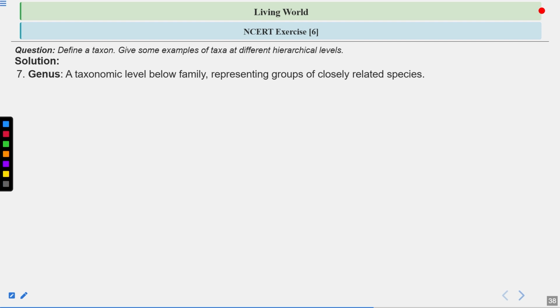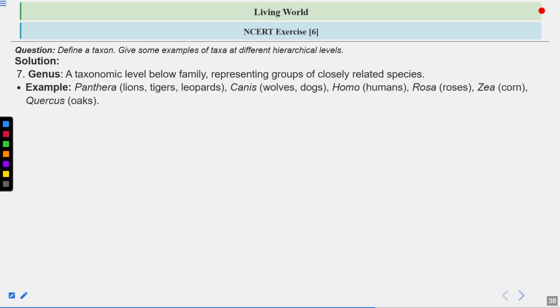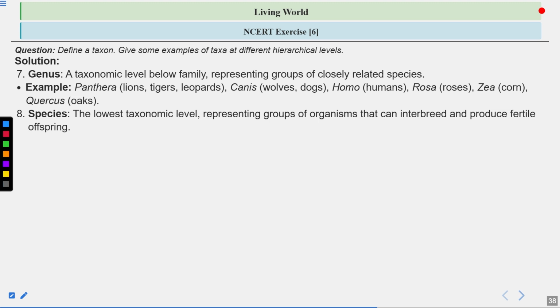Next one is genus. Genus is a taxonomic level below family and represents groups of closely related species. Example is Panthera, which includes lions, tigers, and leopards. Then you have Canis, which includes wolves and dogs. Homo is a genus in which humans are included. Then Rosa, Zea, and Quercus. These are all genera. You should remember that a genus can have more than one specific epithet. Like Panthera: Panthera leo is lion, Panthera tigris is tiger.